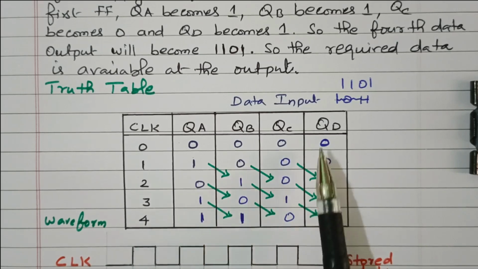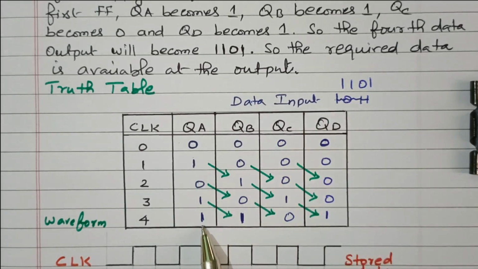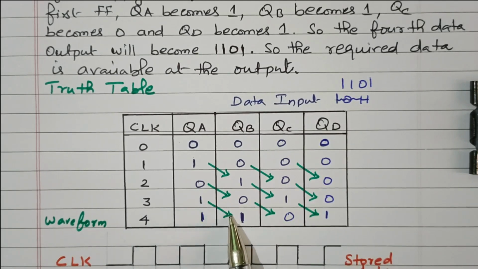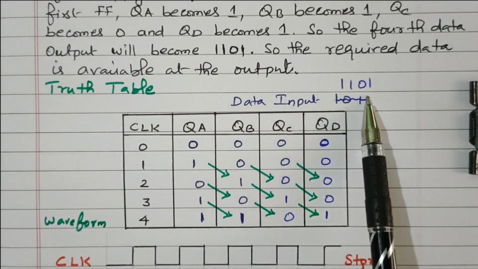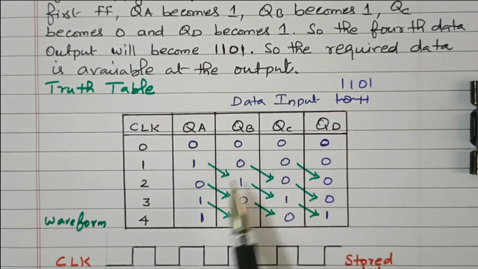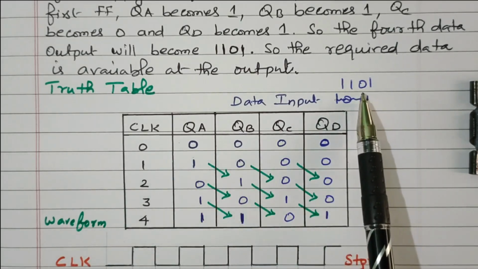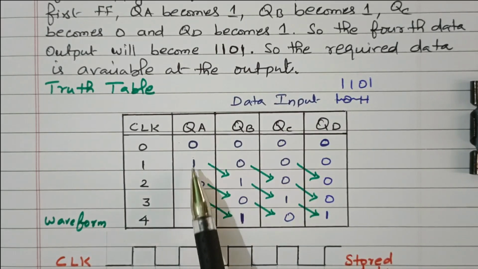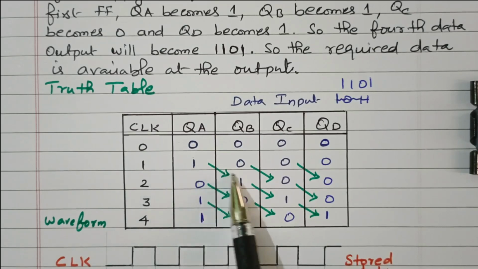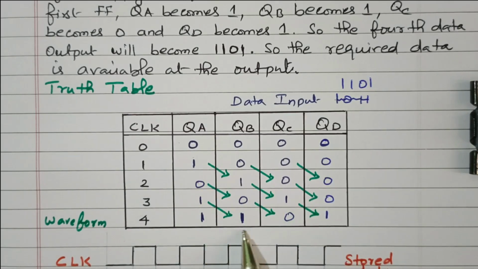In the fourth clock pulse we are applying the fourth digit, 1. So QA becomes 1 now. The already available QA 1 is transferred to the next flip-flop, this 0 is transferred to the next, and this 1 is transferred to the next flip-flop. So finally we have 1, 1, 0, 1. That is our required output. Initially 0, we are sending the data: first 1, 0, then 1, then 1. While applying the bits one by one, the data moves to the next flip-flop. It is shifted, so finally we got 1, 1, 0, 1.